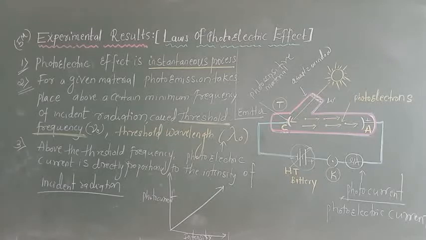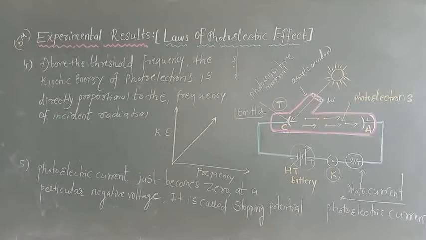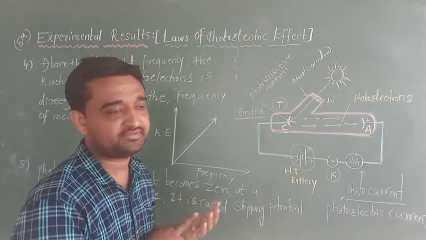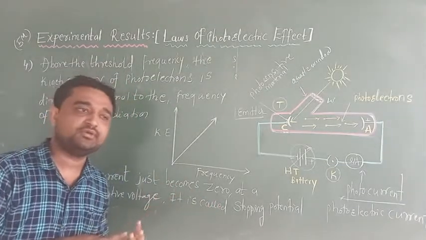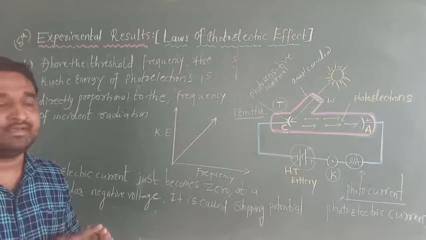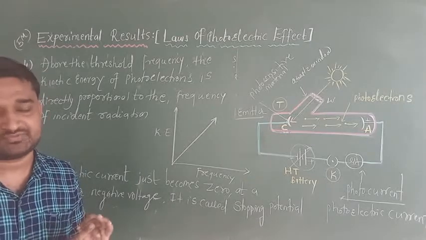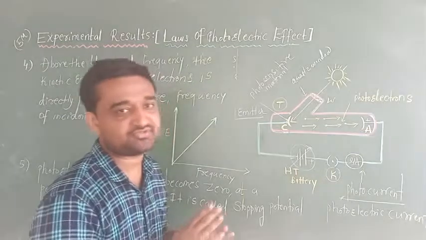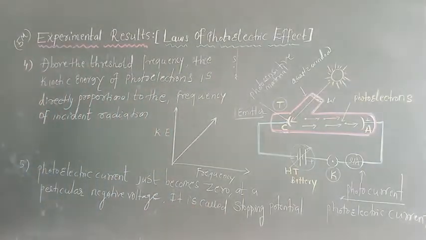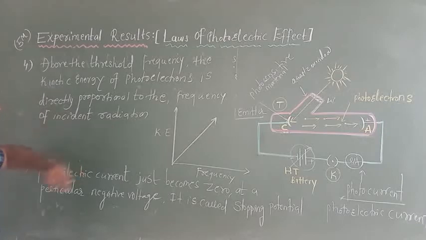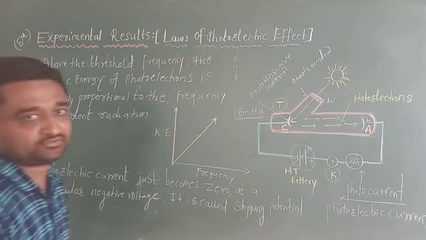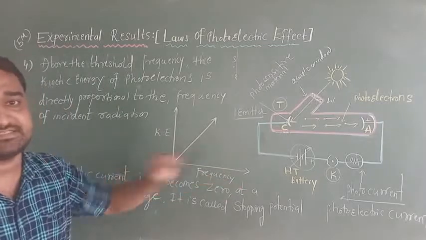Now let us discuss the two more results. So next, the fourth result of the experimental study of the photoelectric effect. As we have discussed, the three important results: one is the instantaneous process, second one is the threshold frequency, and third one is the intensity of incident radiation. As the intensity of incident radiation increases, the photoelectric current increases. And the fourth one is related to what? The kinetic energy of the photoelectrons, and how it is related to the frequency of incident radiation.